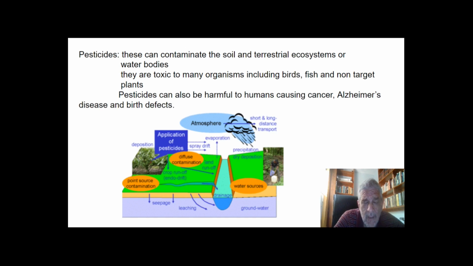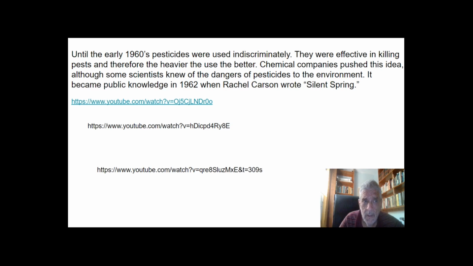So DDT applied in Africa, in the Sahara Desert, has ended up in the Caribbean because pesticides can be carried large distances. And until the 1960s, pesticides were used more or less indiscriminately, and they were effective in killing pests, and therefore we used them heavily. And the chemical companies pushed the idea. Of course, the chemical companies also were interested in profit, and therefore encouraged people to use as much as possible.